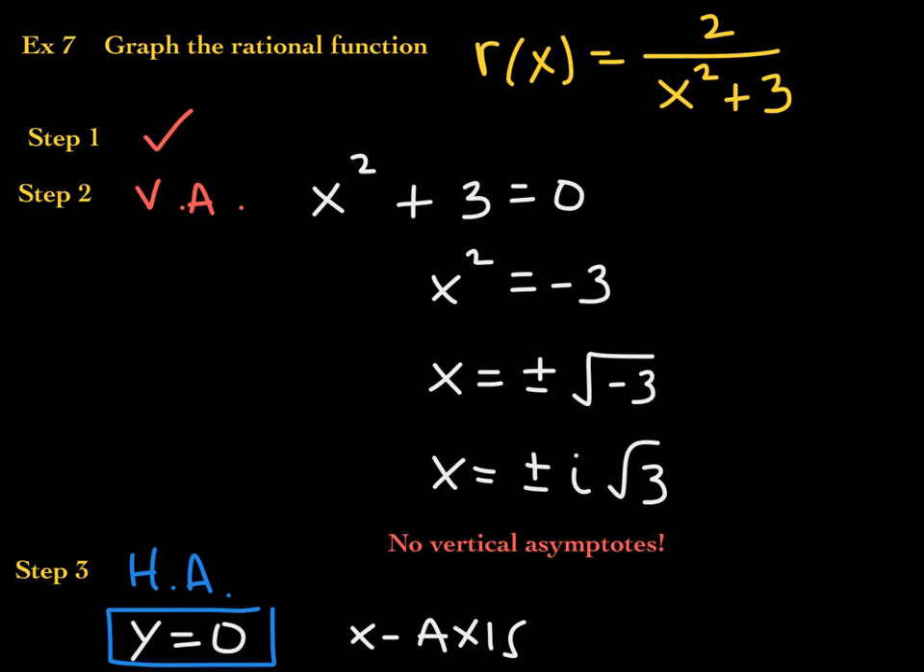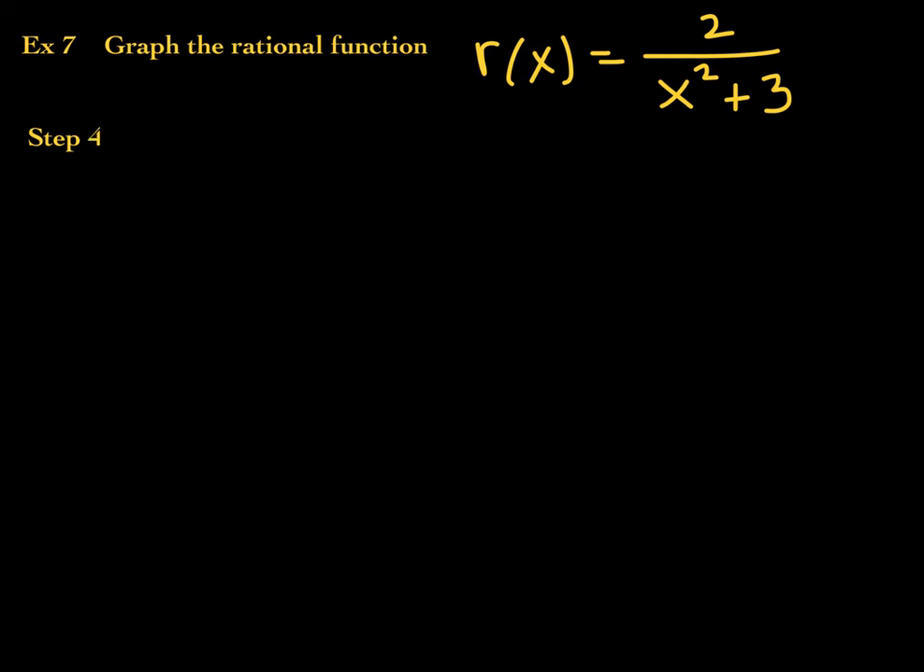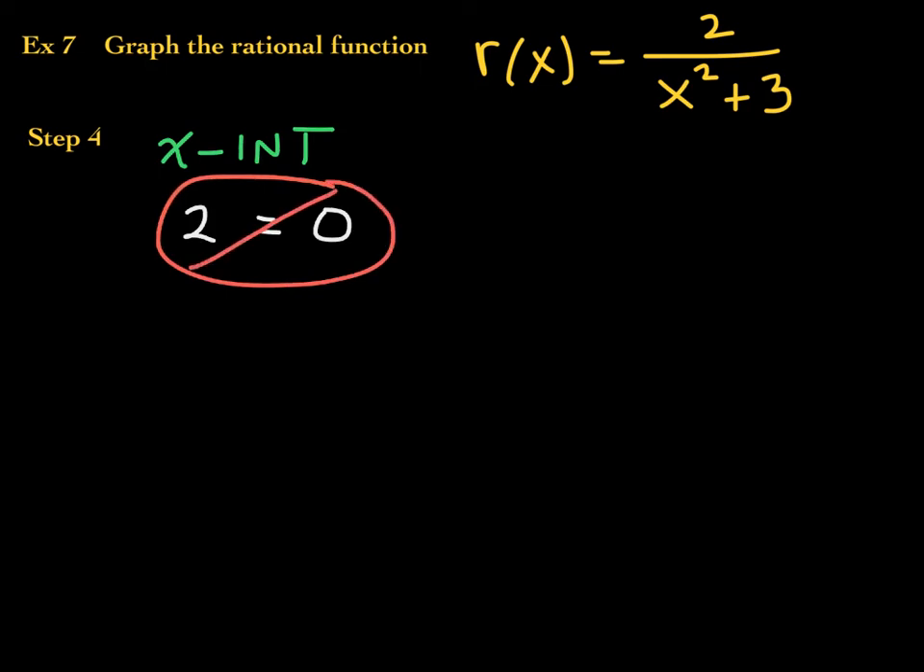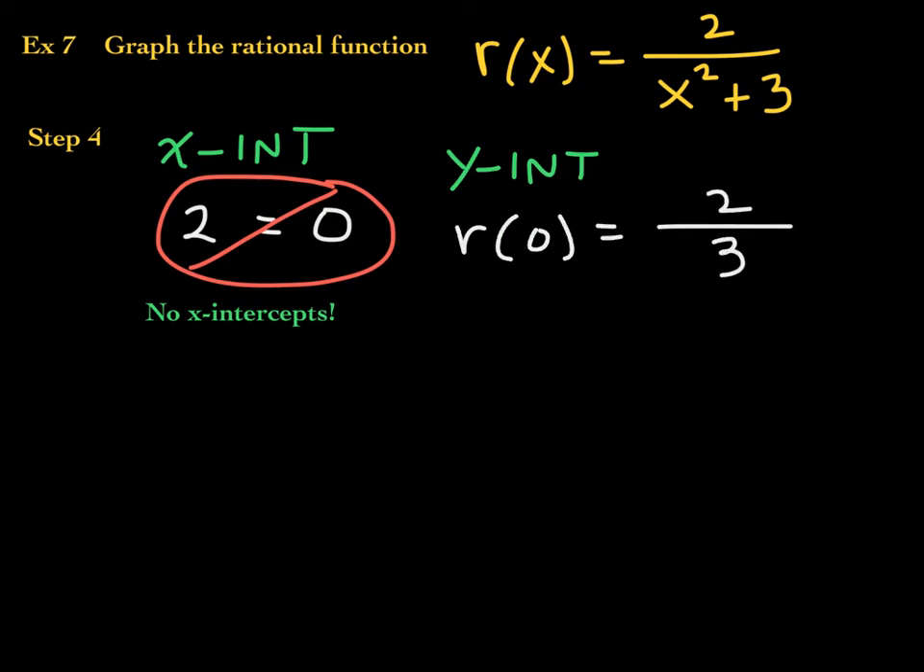All right, let's go find the intercepts. To find the x-intercepts, all we need to do is take the numerator, set it equal to 0, and solve. But the numerator is just 2 is equal to 0. There's no solving that. This is a contradiction. So this means there are no x-intercepts. To find the y-intercept, all we need to do is plug in 0 for x. So r of 0. So that'll be 2 over 3, right? Because 0 squared is just 0. 0 plus 3 is 3. Okay, so then the y-intercept is 0, 2/3.